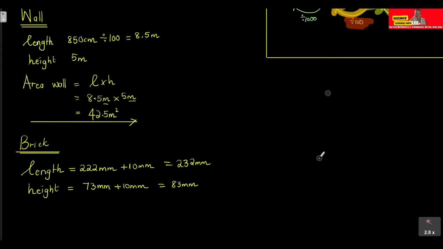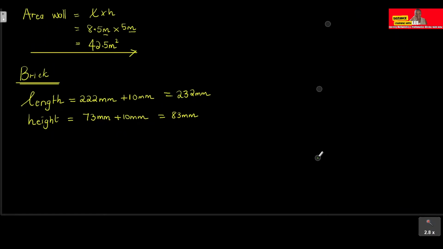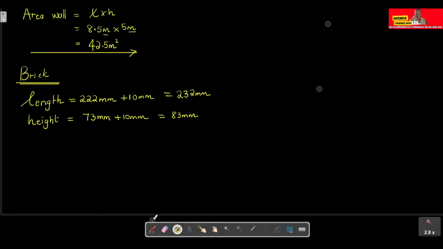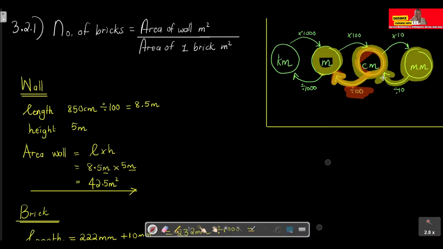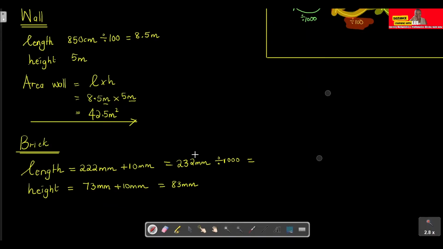Okay, so now we're going to take this value of 223 millimeters, and we're going to divide by 10 and divide by 100. So that is the same as just dividing by 1,000 to get the units in meters. That 83 millimeters, we're doing the same thing. We divide by 10, divide by 100. So that's the same as just dividing by 1,000.